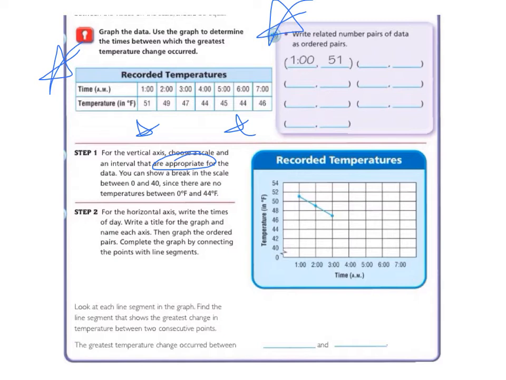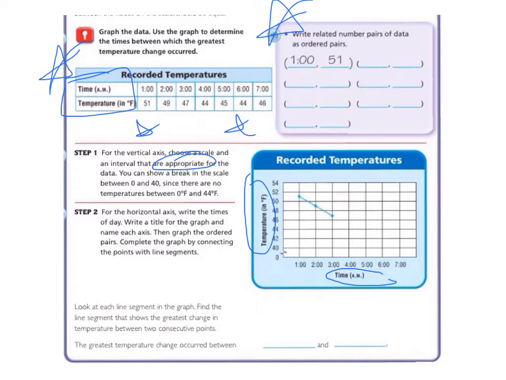And then step 2 says for the horizontal axis, write the times of day. And then it says write a title for the graph, and notice that the title for the graph matches the title that's in the table, and name each axis. So again, the names for the axes match the titles that are in the table. Then graph the ordered pairs. So the ordered pairs come from the table.